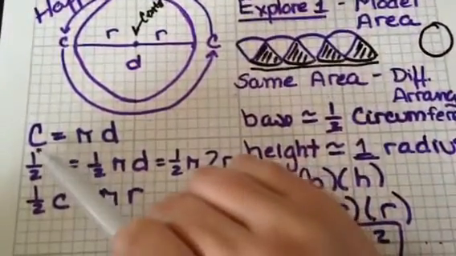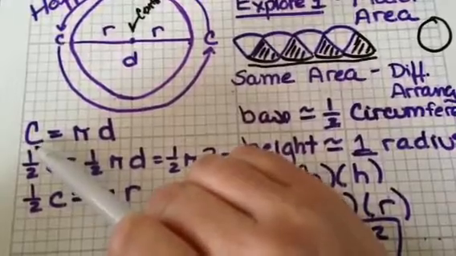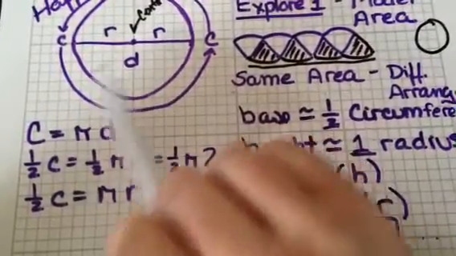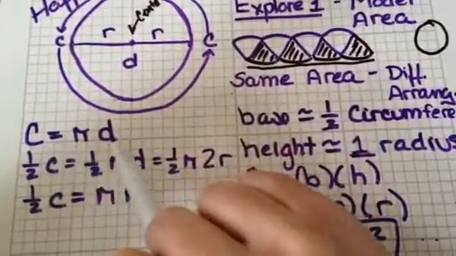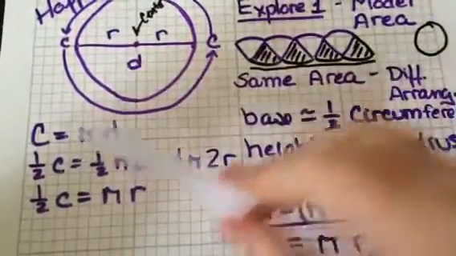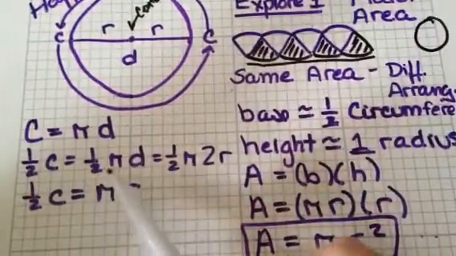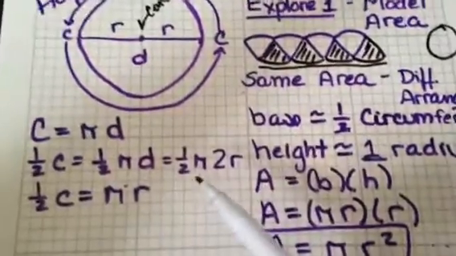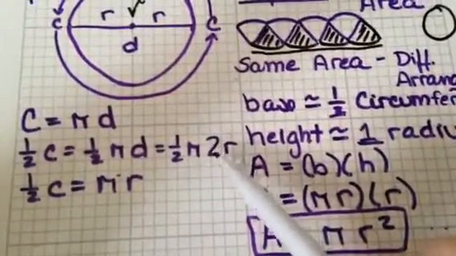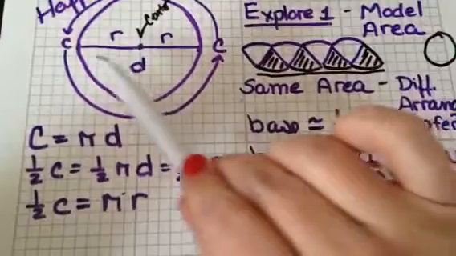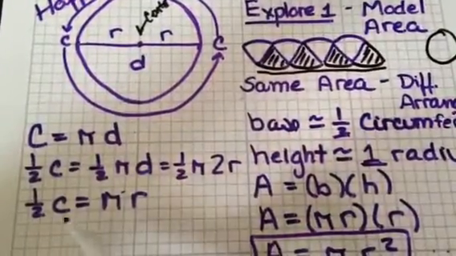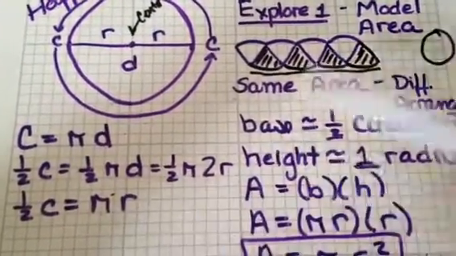Now I do have over here, to help us remember, that the formula for circumference is going to be pi times the diameter. So 1/2 of the circumference is 1/2 pi times the diameter, which is equal to 1/2 pi times 2r, because remember diameter is 2r. So 1/2 the circumference is going to be pi r.